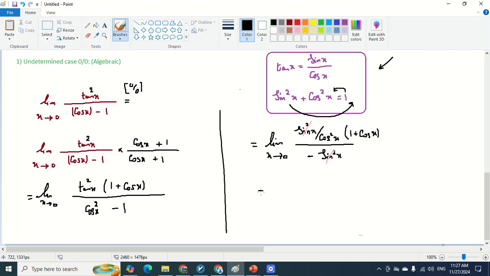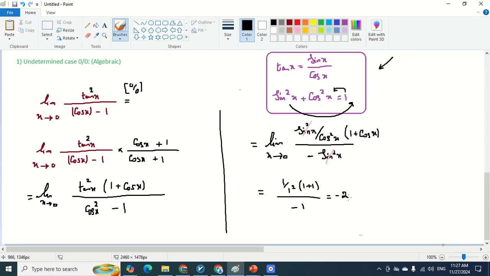If you put x equal to 0, then we have 1 over 1 square, since cosine of 0 is 1, and 1 plus 1 at the numerator, and at the denominator we have minus 1. So it will be 2 over minus 1, or the result is minus 2.